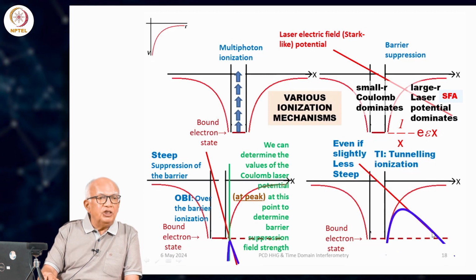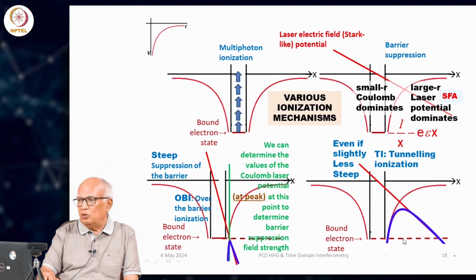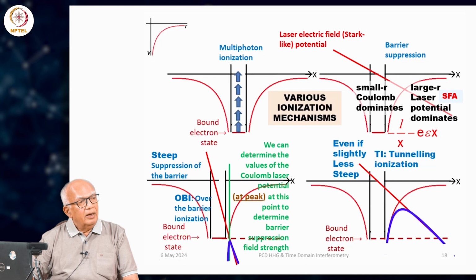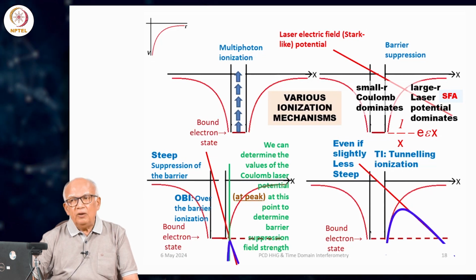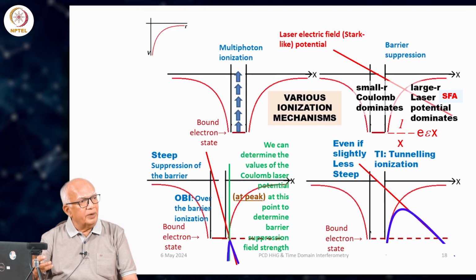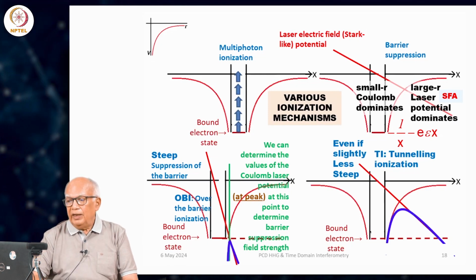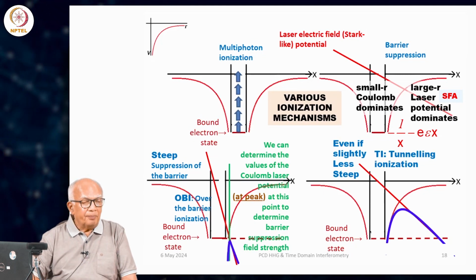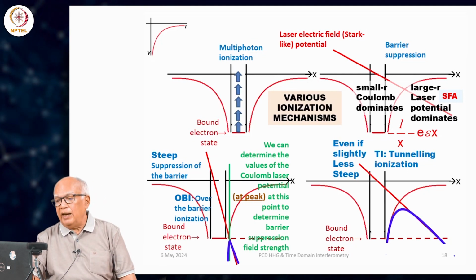The effective potential will be like this. This is obviously not to scale, very exaggerated diagrams, very qualitative diagrams, but I hope that they convey the sense of the physics that is going on over here. And now you have a potential barrier through which an electron can tunnel. So, this is tunneling ionization.